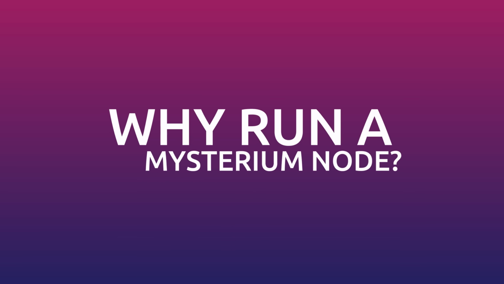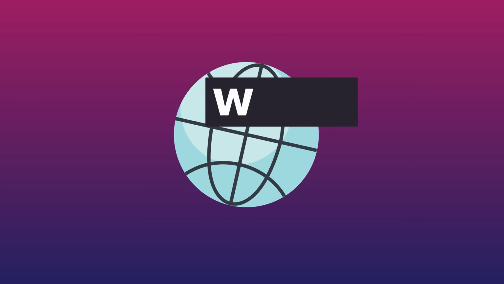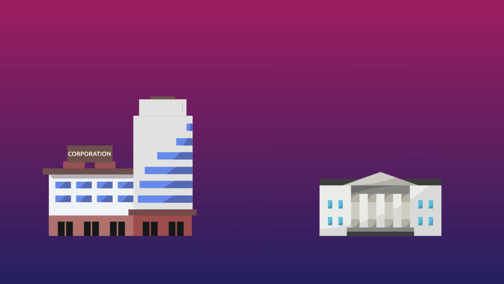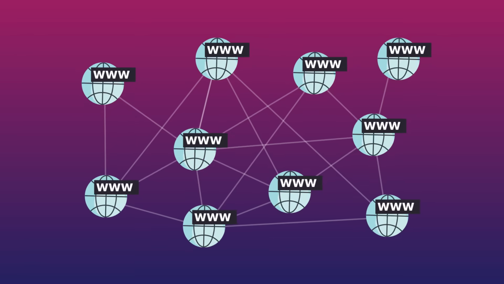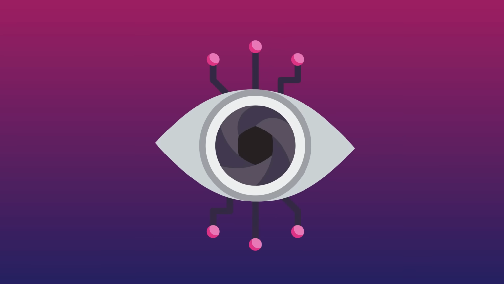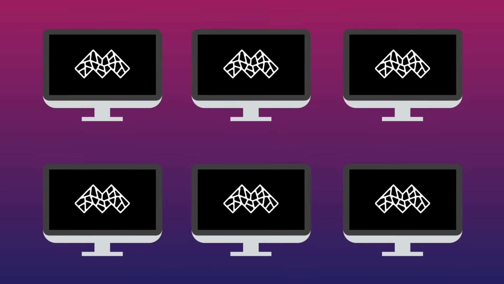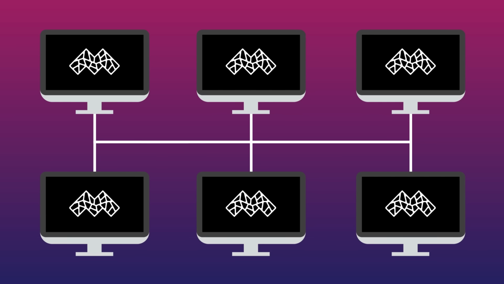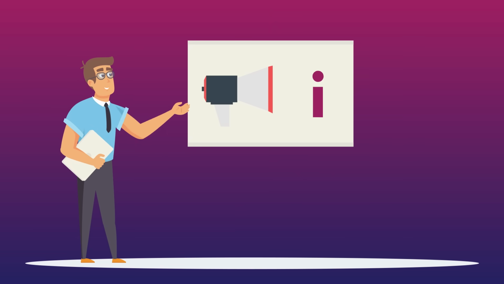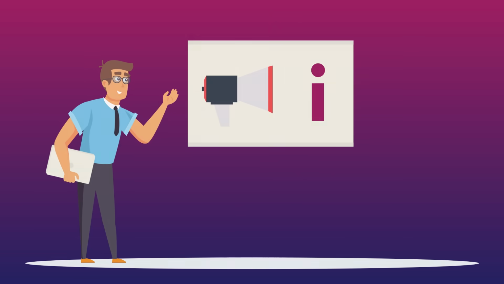Why run a Mysterium node? Right now, the internet is managed and powered by a handful of large corporations and governed by local jurisdictions. Running a node means you are helping to decentralize the internet, withdrawing corporate and government control to create a truly people-powered, peer-to-peer internet ecosystem, just as it always was intended to be. With Mysterium, you can help safeguard freedom of speech and information, all while earning some side income.